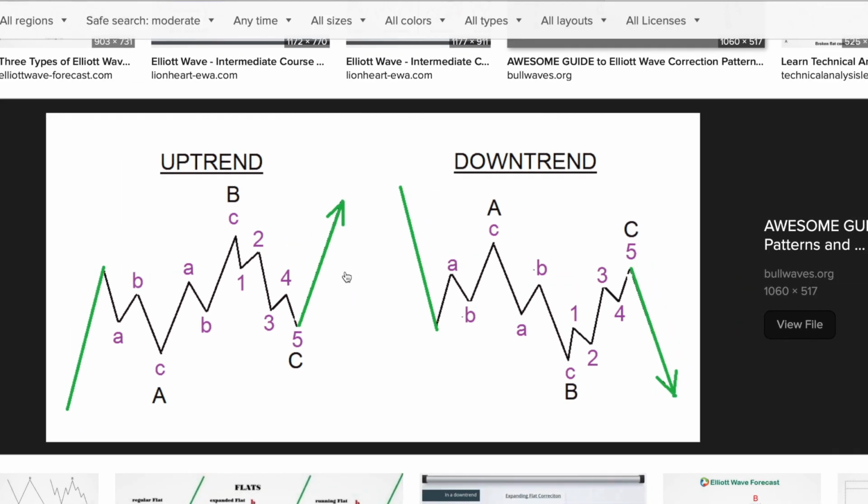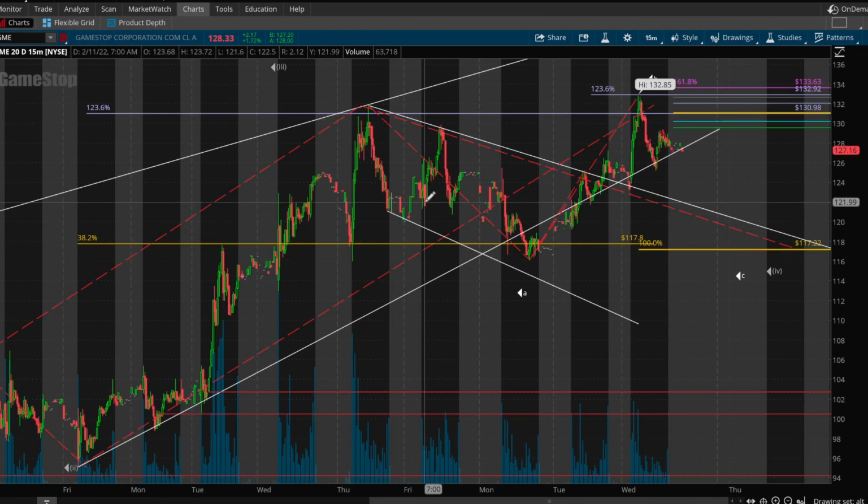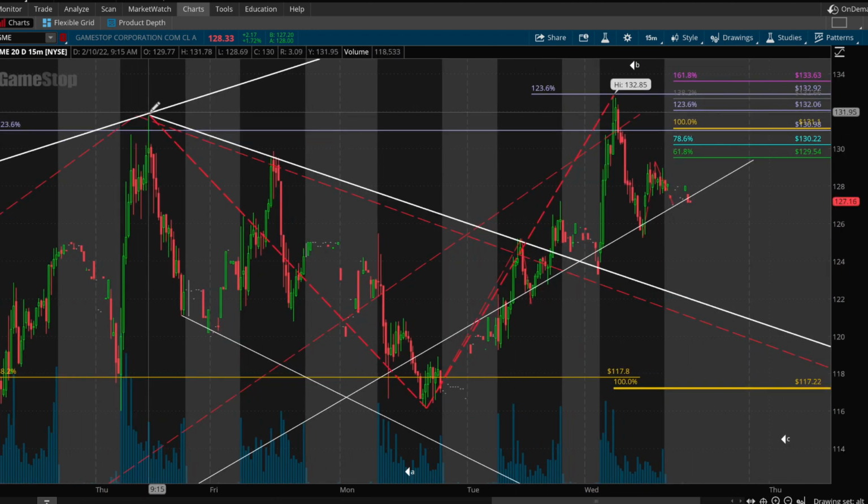And again, I say this because of our rules of alternation. 2 being a simple correction, 4 should be an elongated, slightly more complex correction without that deep of a retrace in comparison to wave 2. And now we need to dig into our ratios and how this came about. So first of all, A should be 3 waves, B should be 3 waves, C should be 5. A, B, C, 1, 2, 3, 4, 5. And again, we can look at subdivisions.